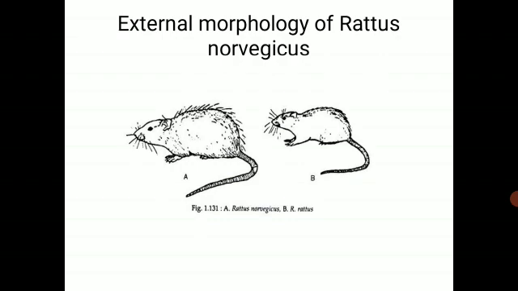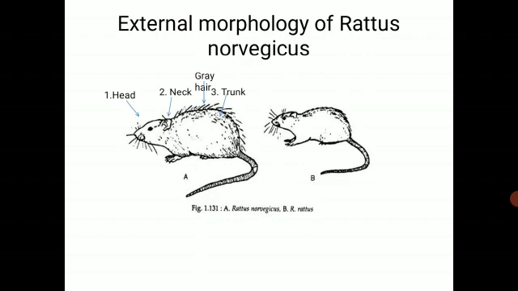The body is divisible into the head, which is the first part, the second body part, the neck, then the third body part, the trunk. So the body of the rat is divisible into head, neck, and trunk. The whole body is covered by gray colored hairs.